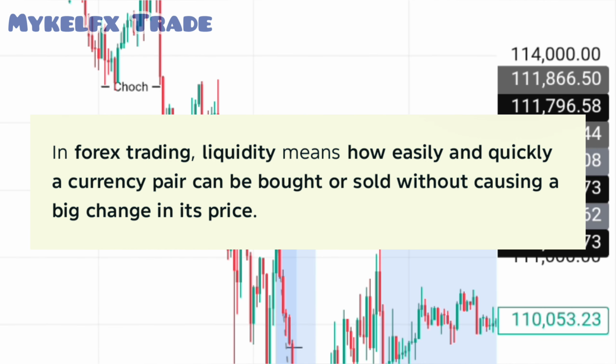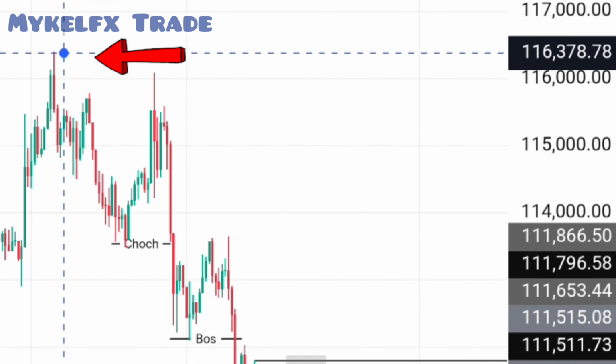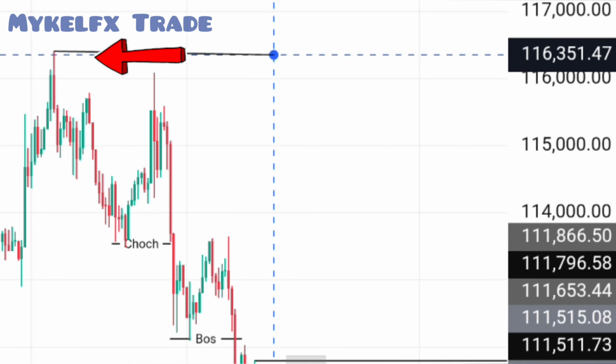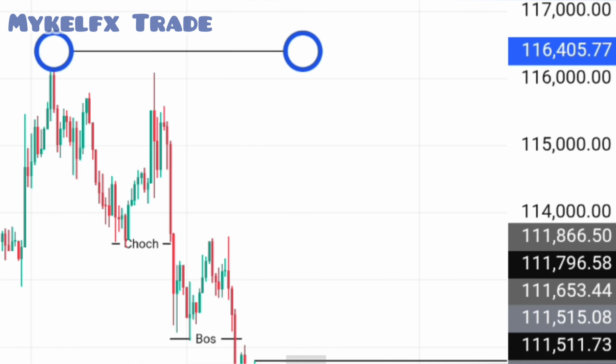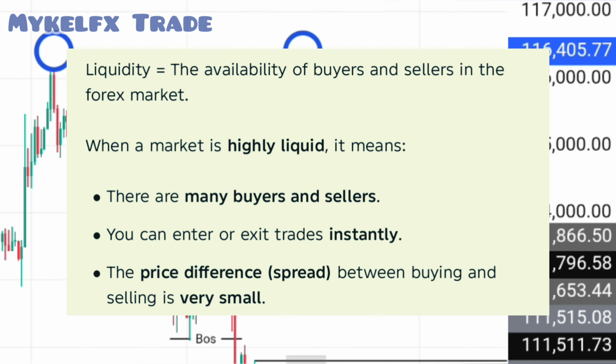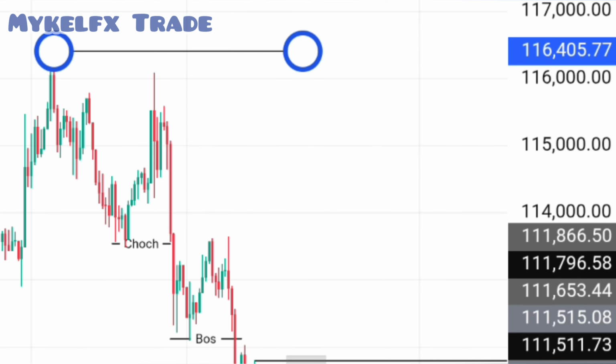If you can see this high right here, this is actually a place where money is sitting in the market. So liquidity is a place where money is sitting, where stop losses are placed and where buy or sell limits or buy or sell stops are placed in the market. Today I'll show you exactly how to spot them.